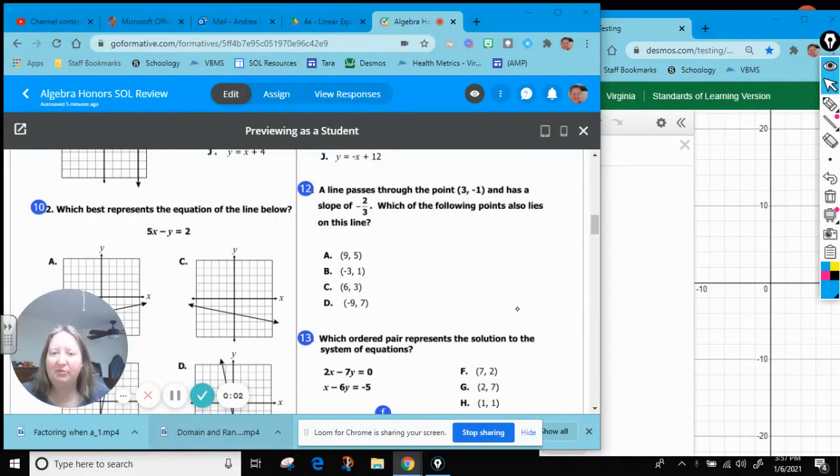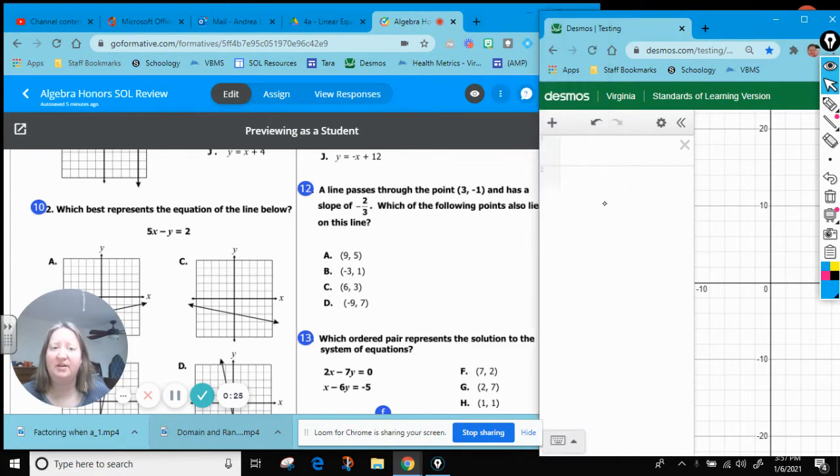On this problem here, I really couldn't find one that was just like it. So I'm just going to talk about how you could think about this problem. It's talking about a line that passes through this particular point and it has a slope of this, and which of the following points would also fall on that line. It doesn't give you the equation that you can type in, but it does give you some information.